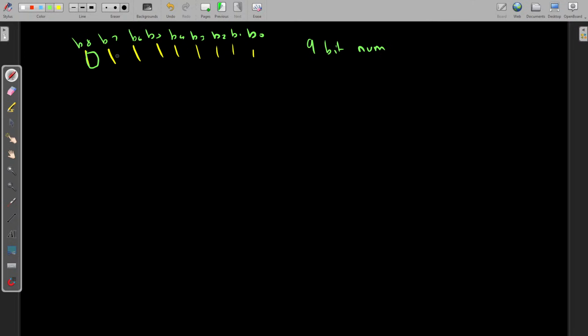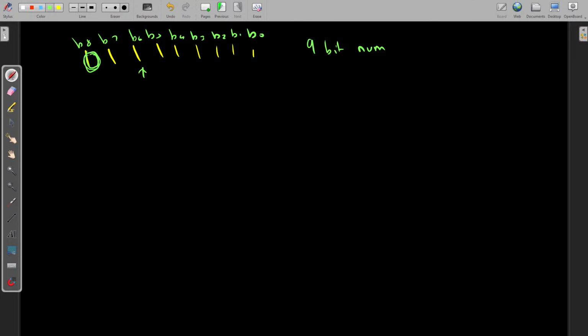Now when I go to B7, again I will check for each row: can I make not only B7 zero, but also B8 zero? Is there such a number satisfying both of these conditions? If yes, then I will turn it off. But if no, then I will not turn it off. Let's say we didn't find any number, so we won't turn it off.